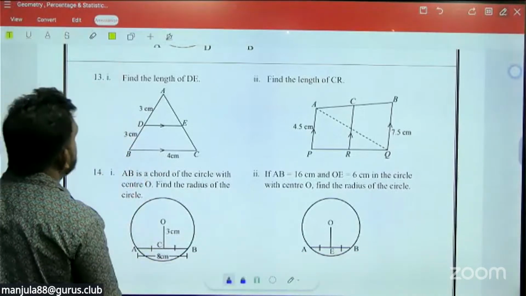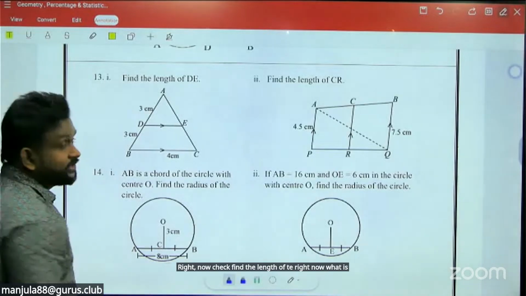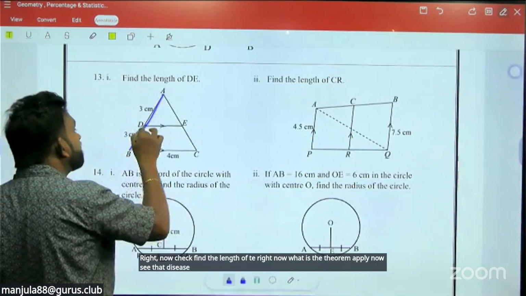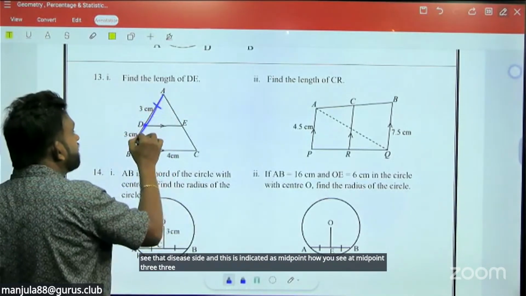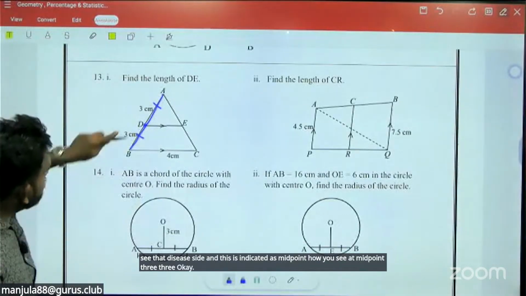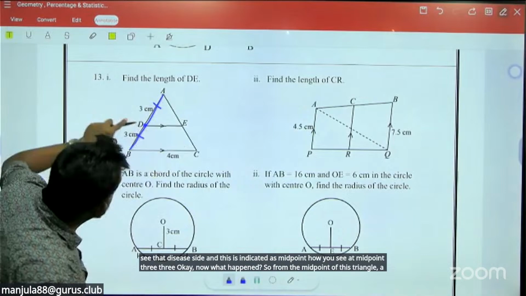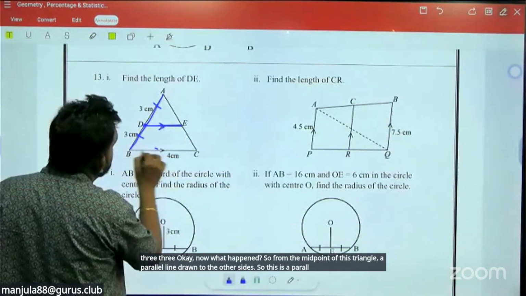Right, now check, find the length of DE. Now, what theorem applies? Now see that this is the side and this is indicated as the midpoint. How do you see the midpoint? 3, 3. Okay, now what happened? From the midpoint of this triangle, a parallel line is drawn to the other side. So this is a parallel line drawn to the other side.